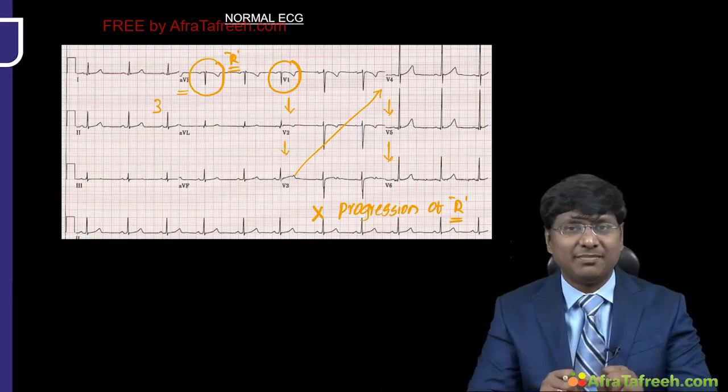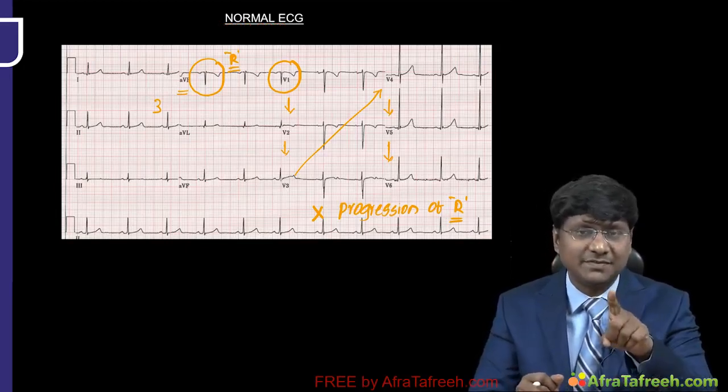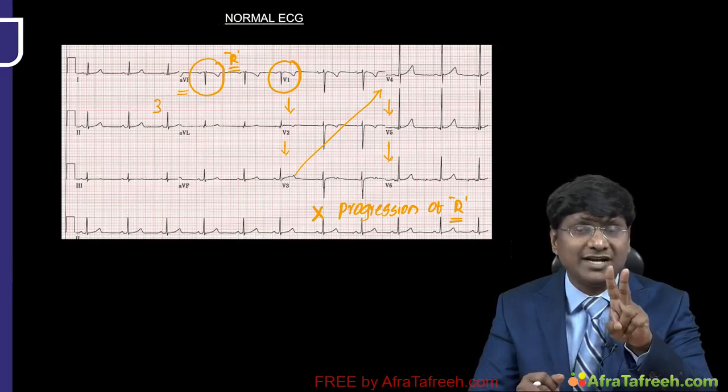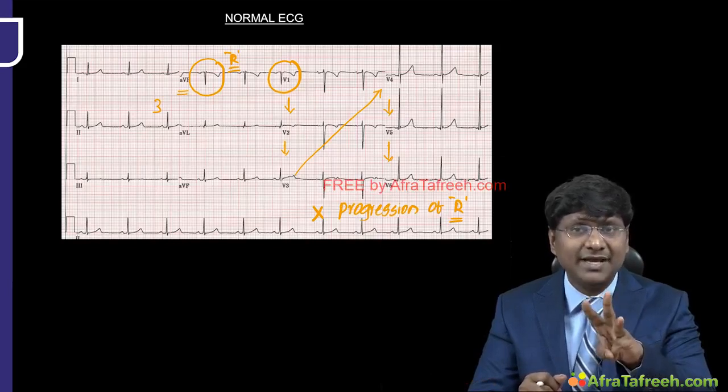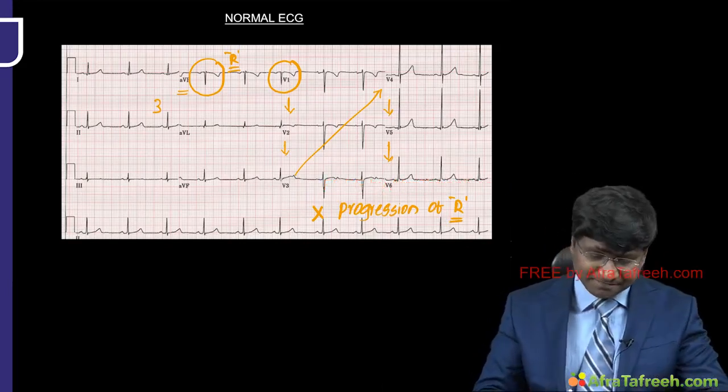So three important abnormalities now. Number one, the presence of dominant R wave in V1. Number two, what are the conditions where you have poor progression of the R wave? Number three, what are the conditions where you will have dominant R wave in AVR? So these three, let me discuss now one by one.